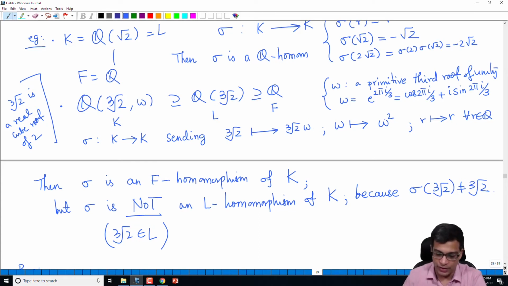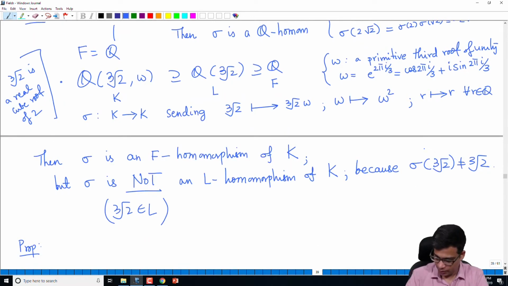And just like in the previous example, it suffices to describe the images of these generators, cube root of 2 and omega, and tell what the images of rational numbers are, to uniquely determine the entire homomorphism. Then if you think about it, sigma is an F homomorphism of K, F being the rational numbers, because rational numbers are fixed. But it is not an L homomorphism of K, because cube root of 2 is in L, and cube root of 2 does not go to itself, right? Cube root of 2 in fact goes to cube root of 2 omega, which is not cube root of 2.